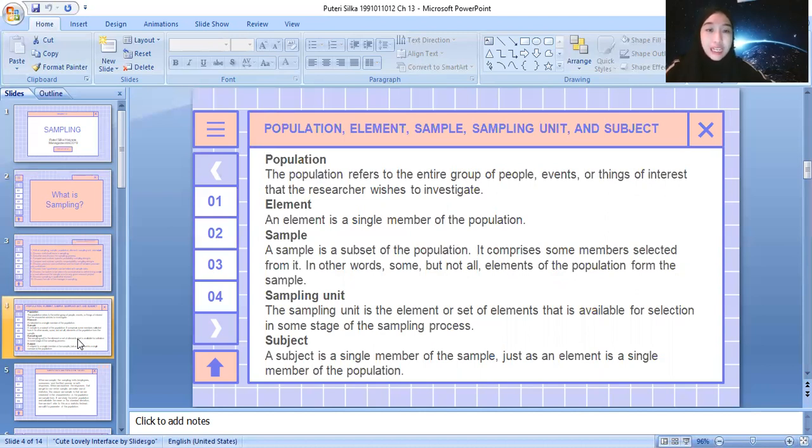Sampling unit. The sampling unit is the element or set of elements that is available for selection in some stage of the sampling process. Subject. A subject is a single member of the sample, just as an element is a single member of the population.